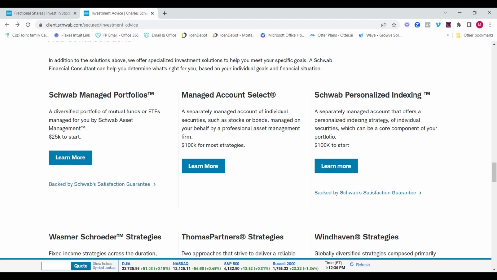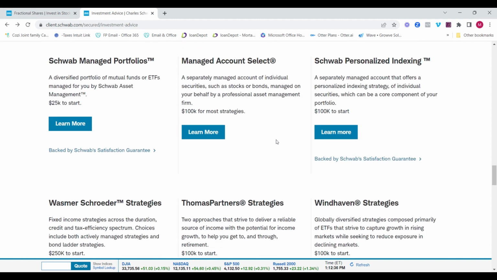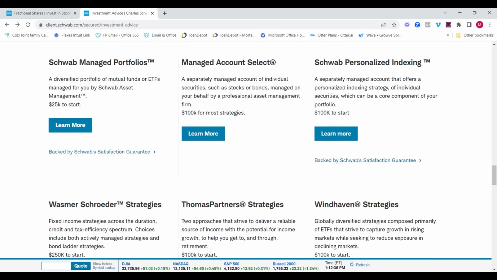So you have the Schwab Managed Portfolios, the Managed Select Portfolios, Schwab Personalized Indexing, the Wasmer Schroeder strategies, the Thomas Partner strategies, and then the Winhaven strategies. So all of these have different minimums and different options, okay?